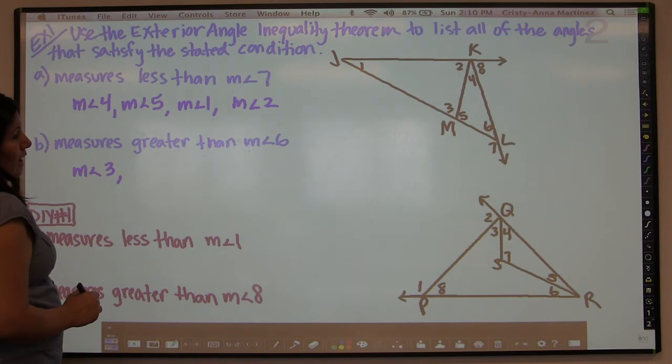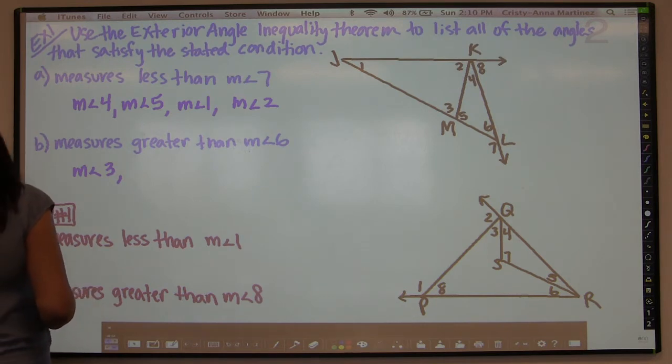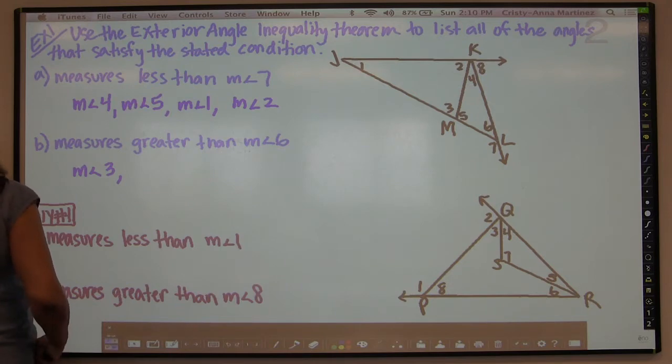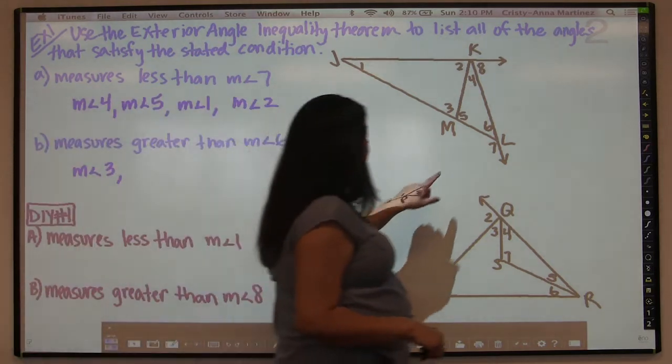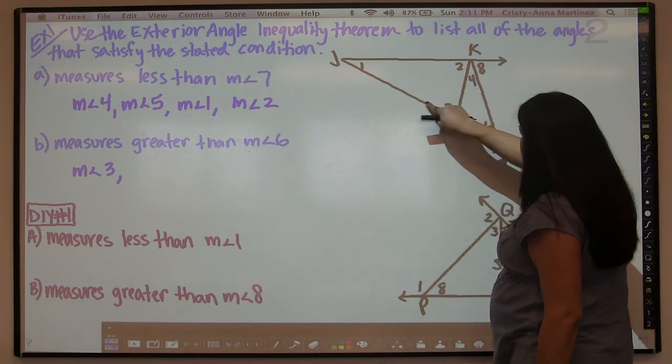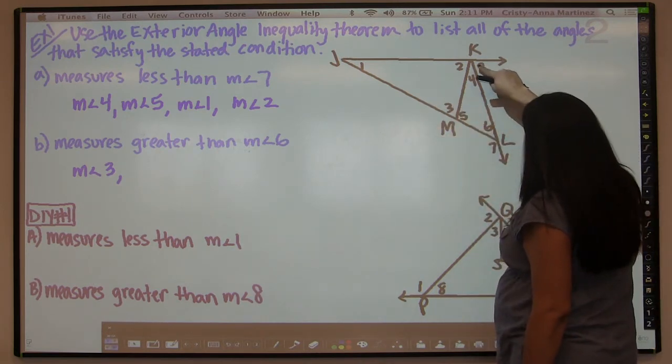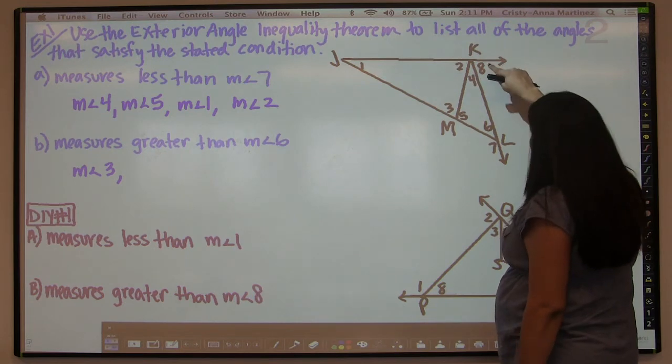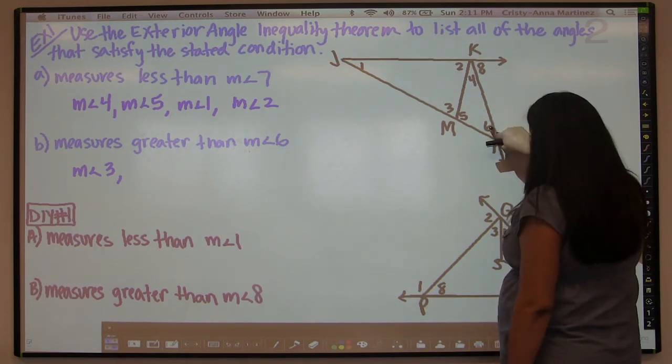What else do we got? Angle 8 is also an exterior angle to that triangle. So you can see here that on this side, 3 is an exterior angle of the triangle because it has a side and an extension. But also angle 8 is a side and an extension. So angle 8 is bigger than 5 and 6.